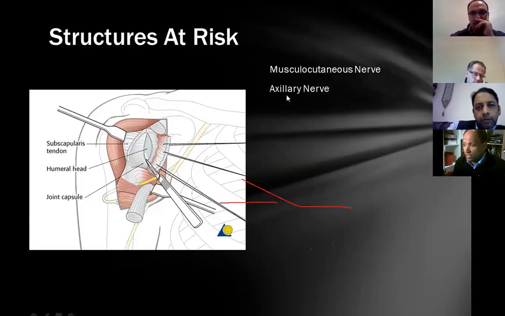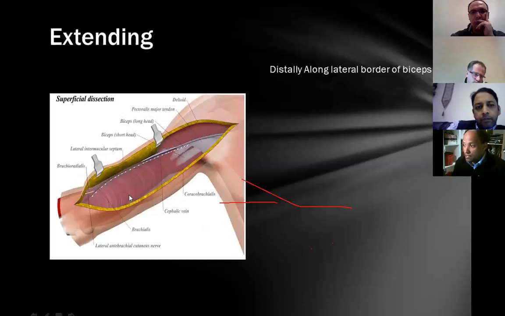Now, more importantly, because this will come up in a trauma session viva, the axillary nerve. So this might be an issue, and you can see it just here. Now, why is this an issue?